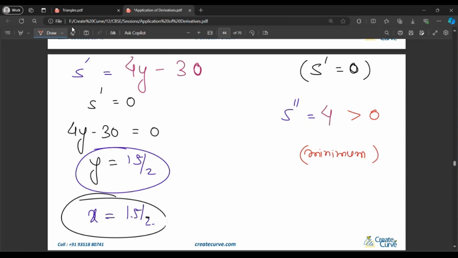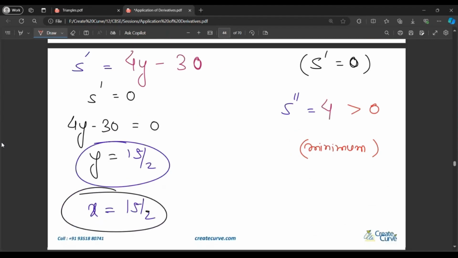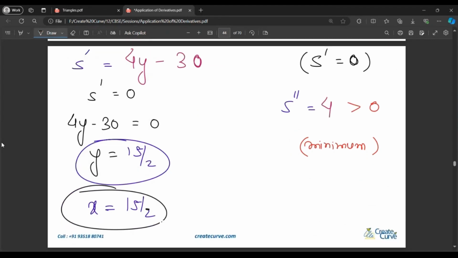So what is the point basically? What we have to find? We have to find the two numbers. So the two numbers are what? Correct. 15 by 2 and 15 by 2. So this will be our final answer.